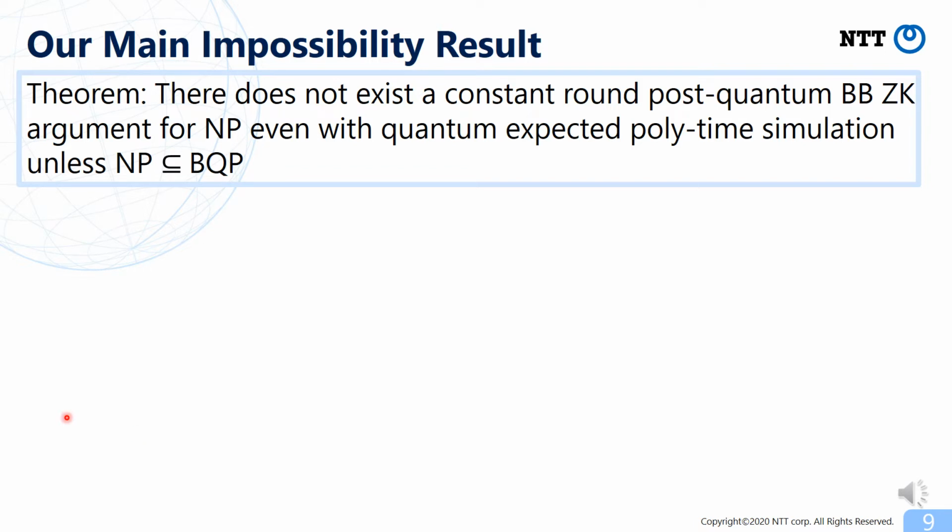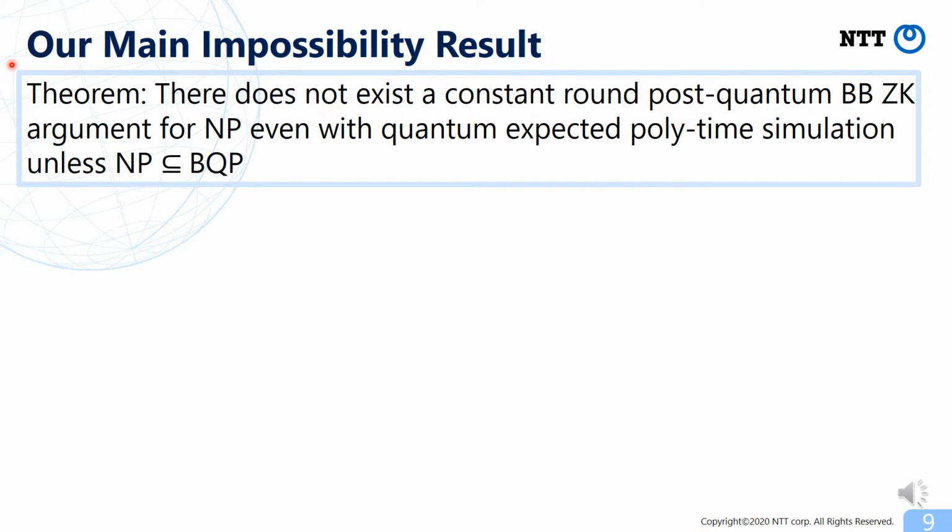So first, I would like to introduce our main impossibility result. We prove the following theorem. There does not exist a constant round post-quantum black box zero-knowledge argument for NP, even with quantum expected polynomial time simulation, unless NP is contained in BQP.